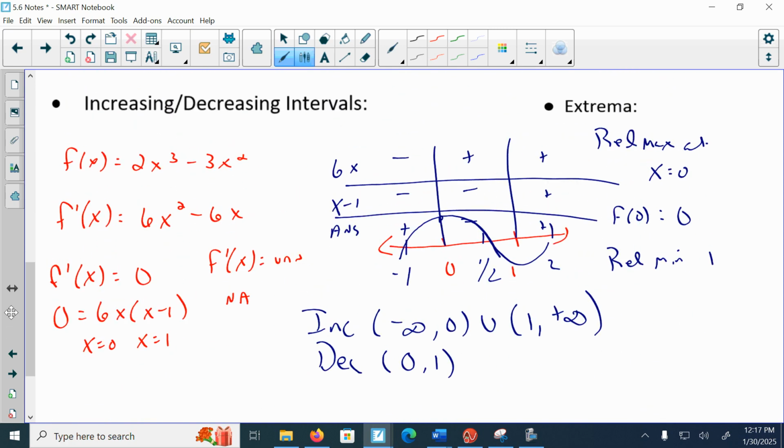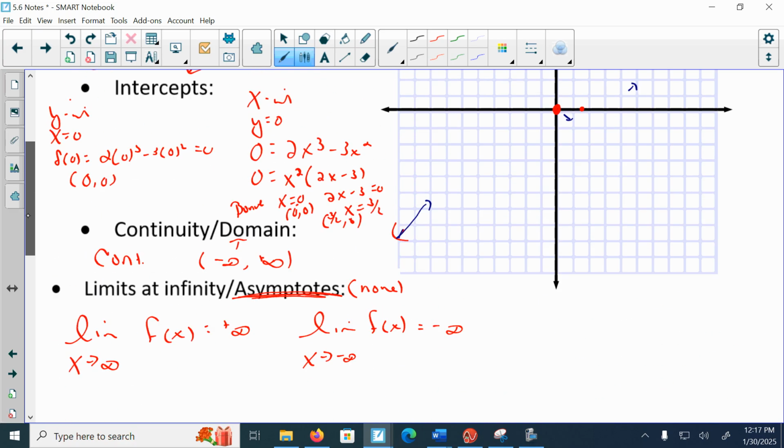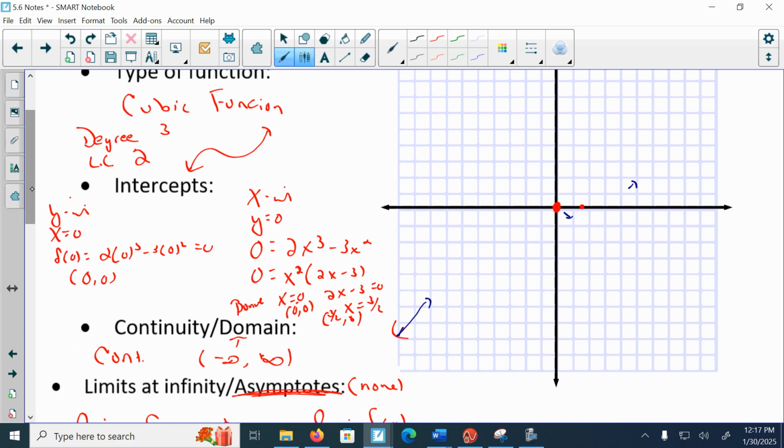So I'm going to find f of 1, and then you can do this in your calculator. 2 times 1 to the third minus 3 times 1 squared, and that ends up equaling negative 1. So I have an order here 1, negative 1, and I have this order here 0, 0, which I've grabbed a couple times, and now I have 1, negative 1. So let me go up there. 1, negative 1. So now I'm going to put this point here.